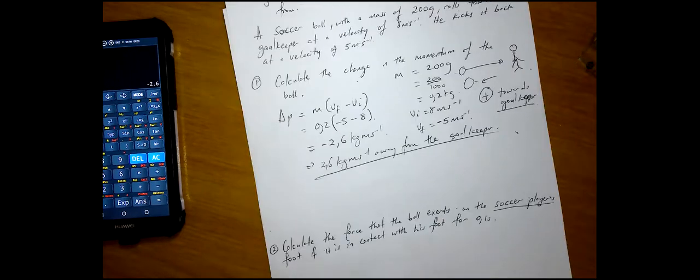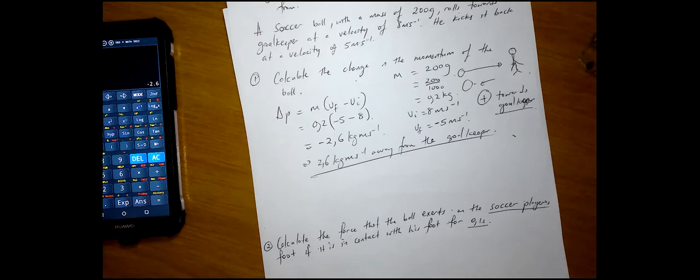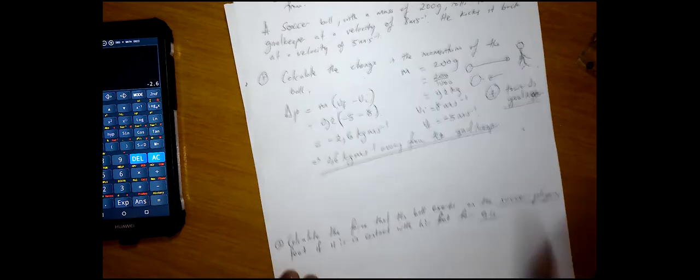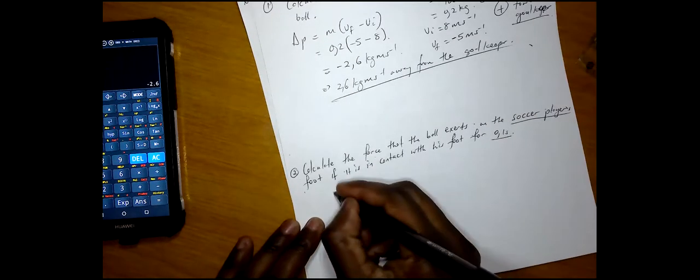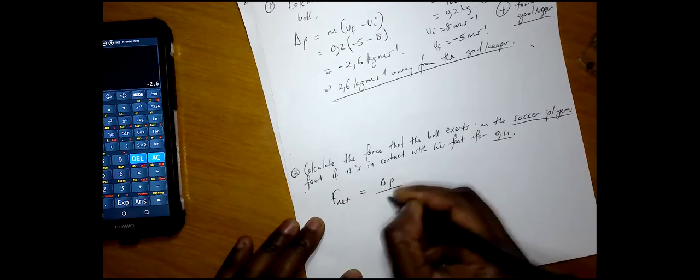Now let's see the next thing here. Calculate the force that the ball exerts on the soccer player's foot, if it is in contact with his foot for 0.1 seconds. What must we know? We spoke about this. So what must we do now? We know that F net is equal to change in momentum over change in time.